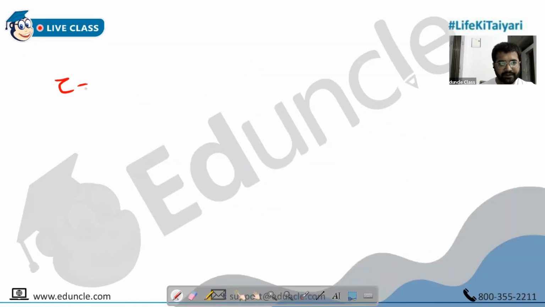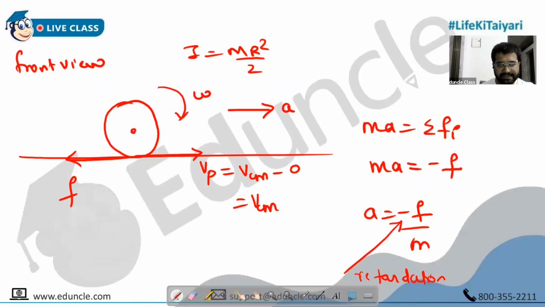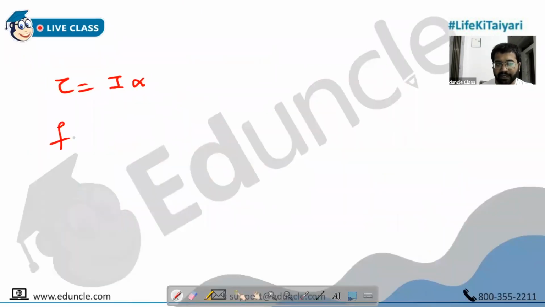So when it comes to torque, people, torque is I into alpha. Torque is F into the perpendicular distance from the axis of rotation. That's the radius R only. So torque is F into capital R. Moment of inertia: in the class we took a solid sphere, you wrote 2 by 5 mr square. For a cylinder, now it becomes mr square by 2. Likewise, you can create this question for all the other objects which are capable of rolling.